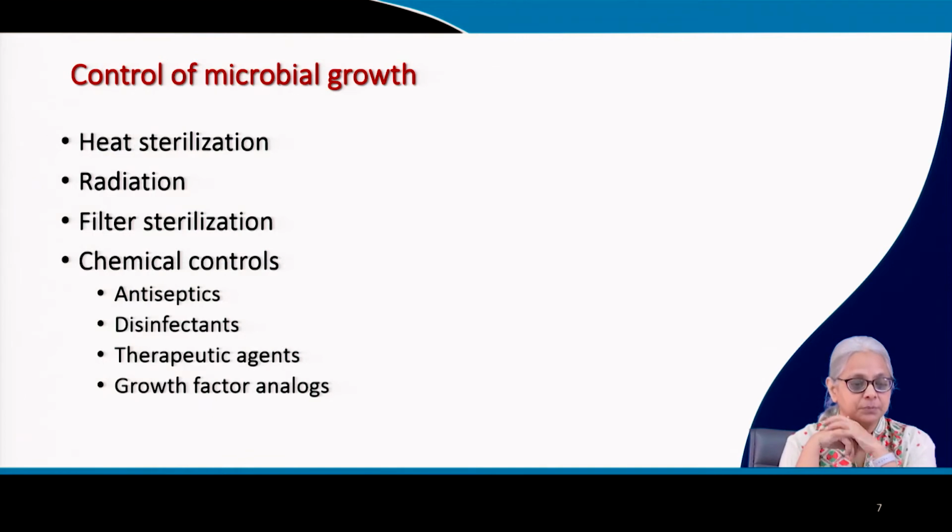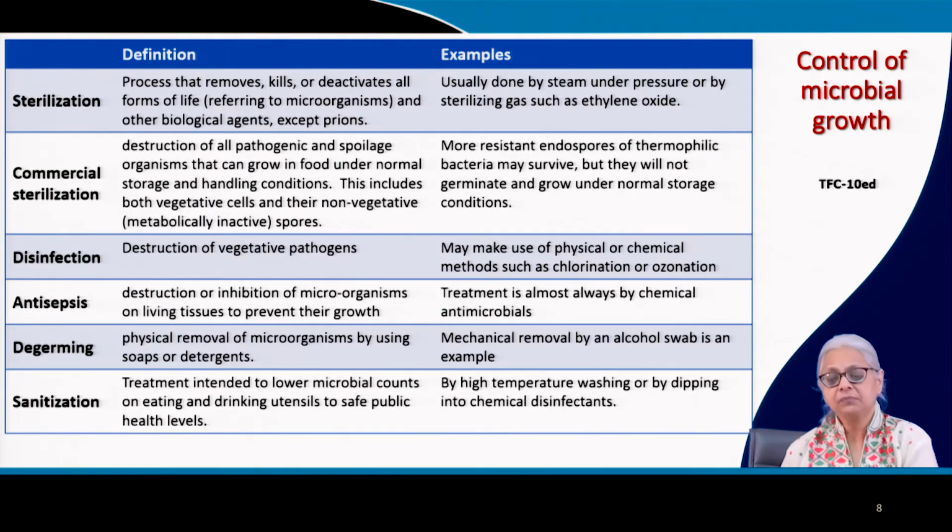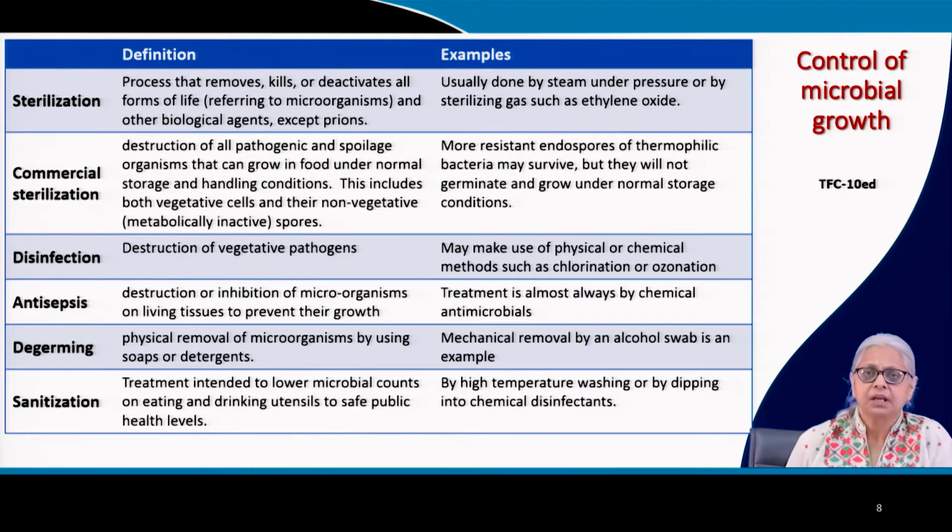Alright, let's come to the next point, and that is how do we control microbial growth. There are several different methods for controlling microbial growth. We will take a look at all of them. The first one is heat sterilization, followed by radiation, filter sterilization, and chemical control. Then within chemical control, we have antiseptics, disinfectants, therapeutic agents, medicines and so on, and growth factor analogs. So let's take a look at some definitions before we go into the methods.